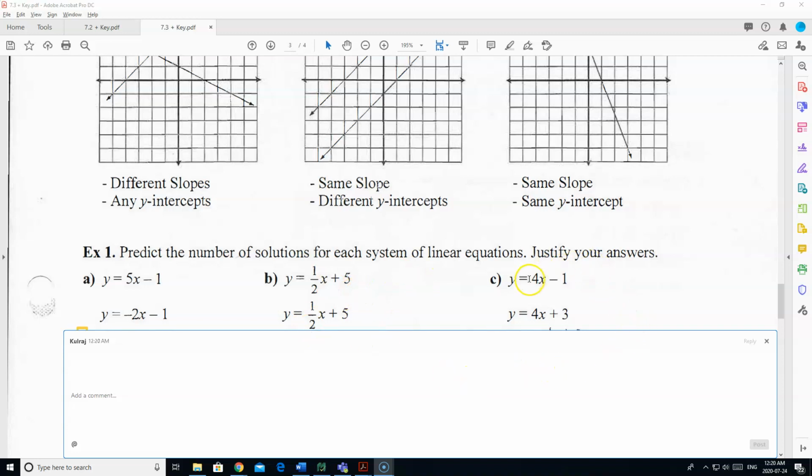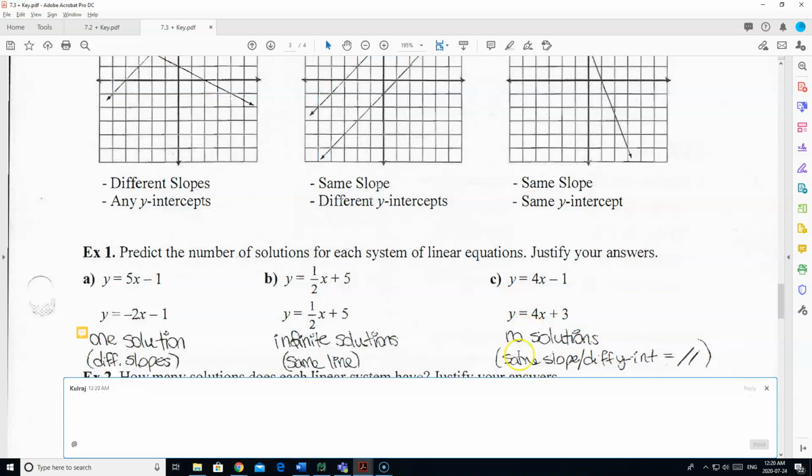And the case here, same slope, but different y. That means they have to be parallel, so this should be no solutions. So let's take a look. And there we go. No solutions, same slope, and it's pretty much what I said, right? So hopefully that makes sense. We're just looking at the m and the b values, the slope and y-intercepts.